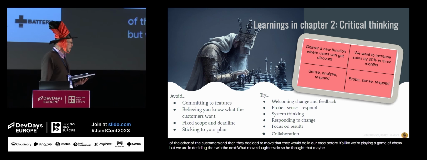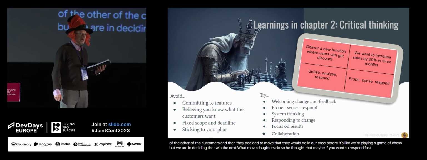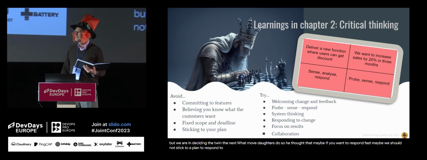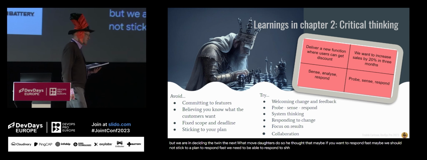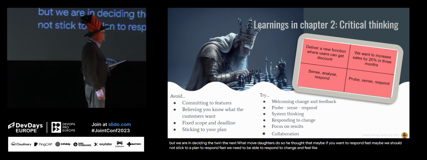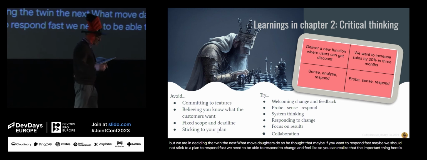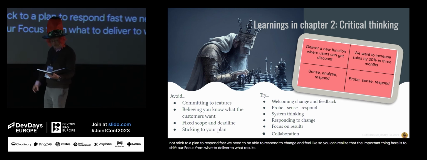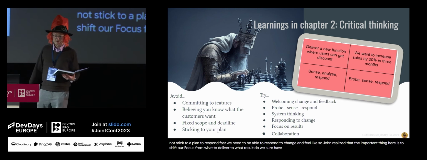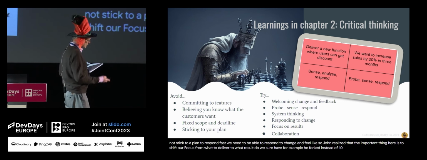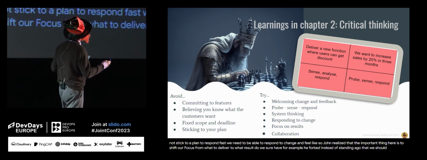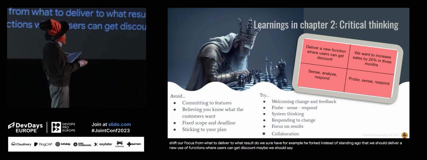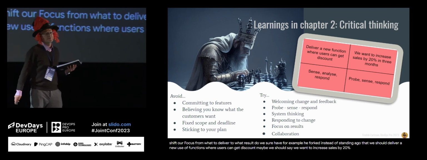So he thought that maybe if we want to respond fast, maybe we should not stick to a plan. To respond fast, we need to be able to respond to change and feedback. So John realized that the important thing here is to shift our focus from what to deliver to what result we wish to have. For example, he thought, instead of setting a goal that we should deliver a new user function where users can get a discount, maybe we should say we want to increase sales by 20% in 3 months.